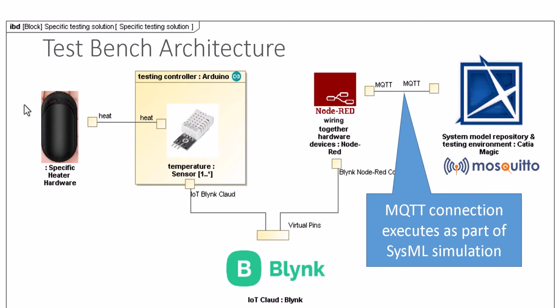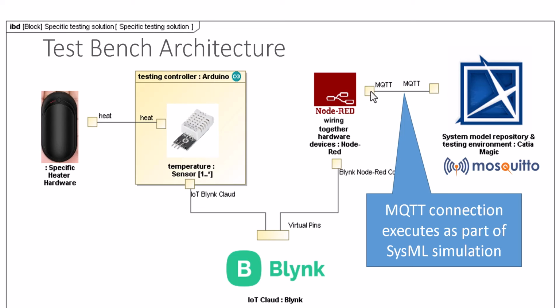So what is our test bench architecture? Here we are not teaching how to model system architecture, we were concentrating on hardware in the loop. So here is our test bench architecture. We are running CATIA Magic with a Mosquitto MQTT broker, a lightweight communication protocol, and with the help of the MQTT JavaScript support, we can send and receive data from the connected hardware.